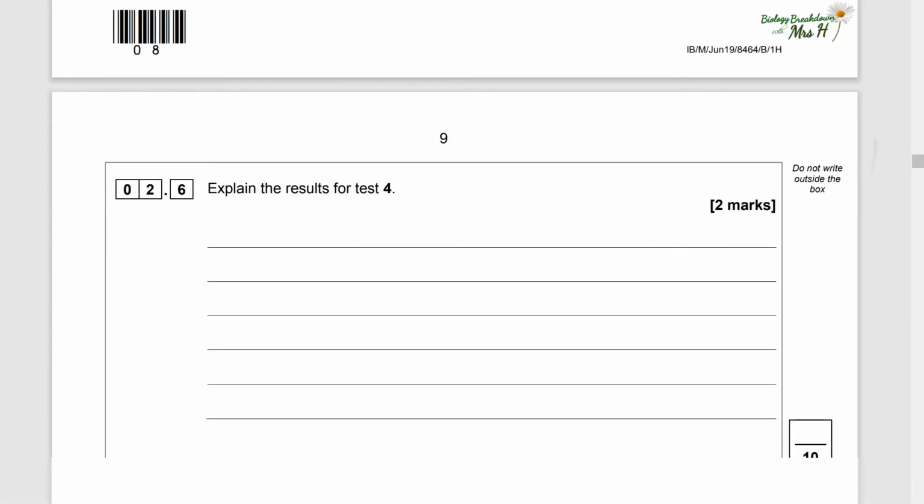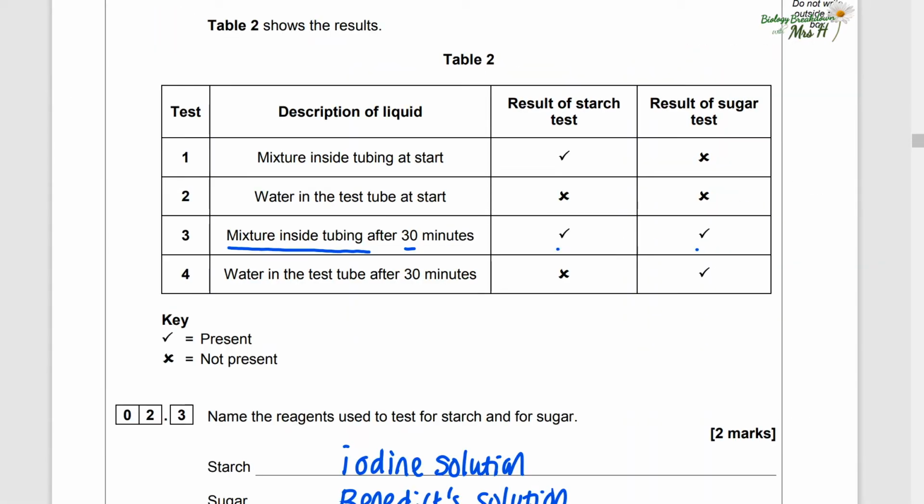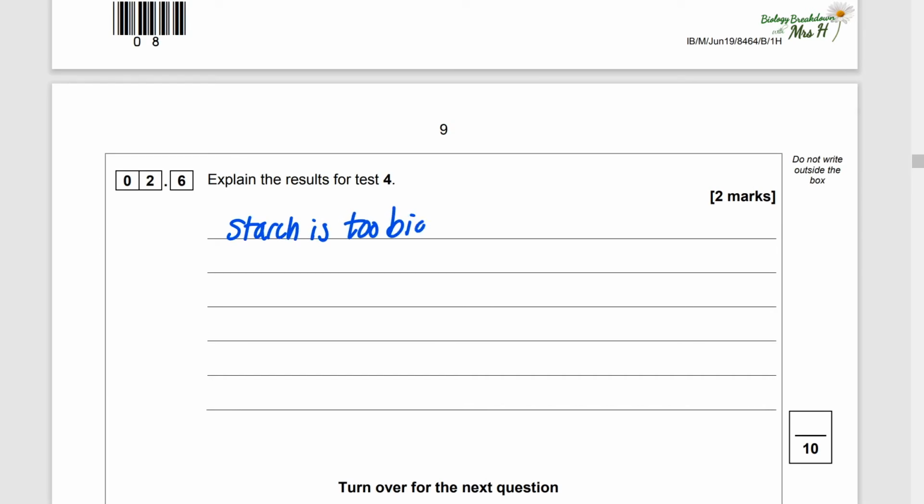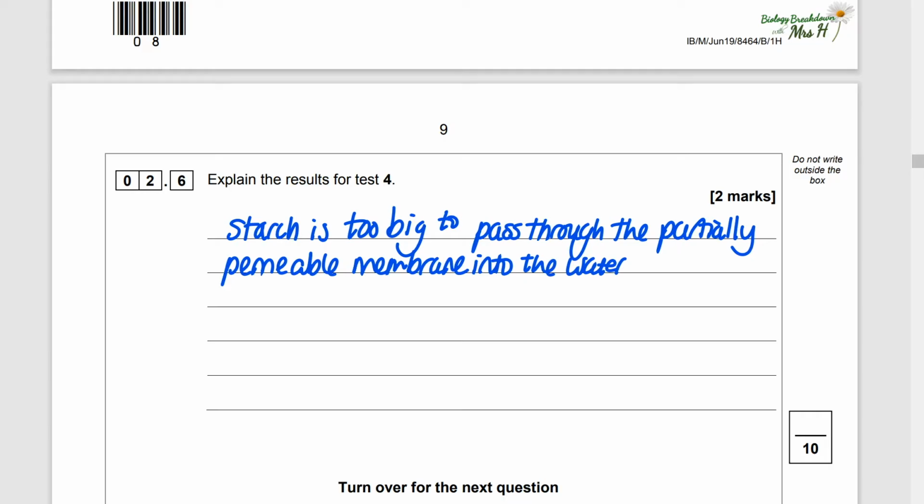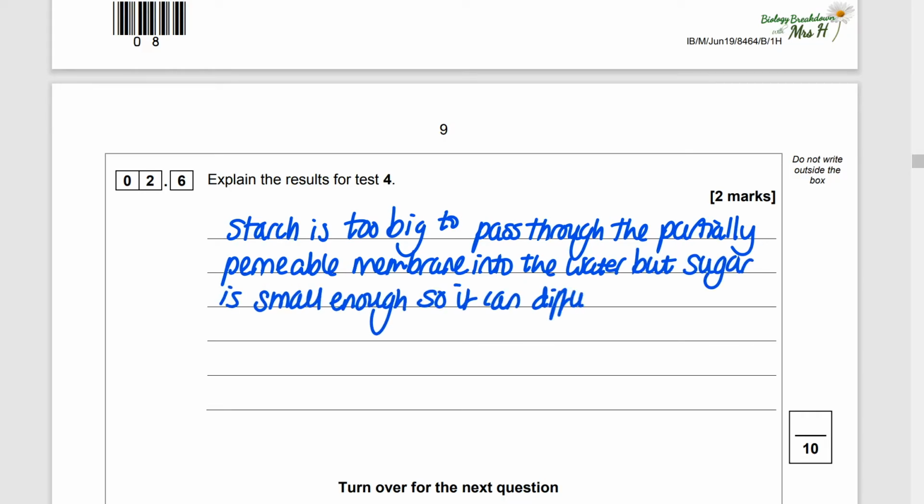Explain the results for test 4, the water in the test tube after 30 minutes. So we're looking at the test tube, not inside the tubing. We have a negative for starch and we have a positive for sugar. Starch is too big to pass through the partially permeable membrane into the water. But sugar, or glucose, is small enough so it can diffuse from the bag and into the water.